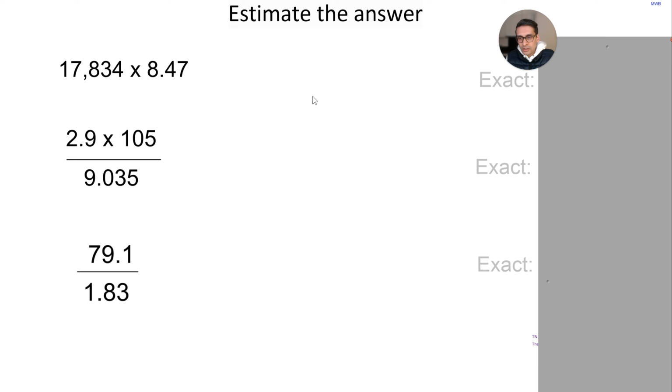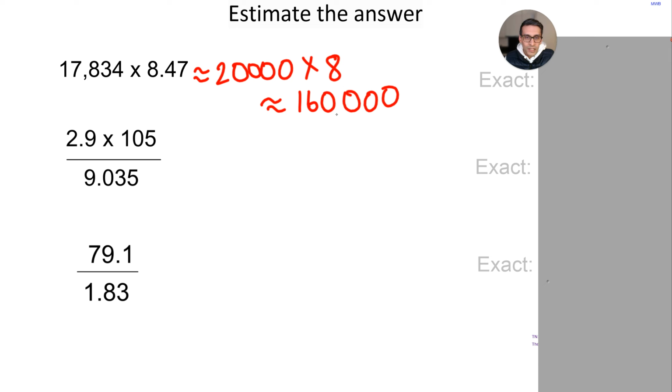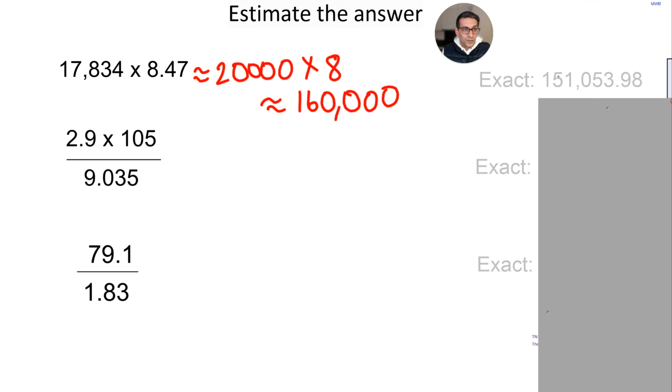Okay, next one. Try these 3 questions, and then I'm going to go through these with you. Okay, for the first question, we might decide to do 18,000 times 9. We might decide to keep it even simpler. I'm going to say that's around 20,000 times 8. So 20,000 times 8 is about 160,000. Let's see how far off we were. The exact answer is 151,000, so it's not very far off. That's acceptable. You may have done a slightly more accurate answer to get slightly closer to 151,000, but either way, that's fine.